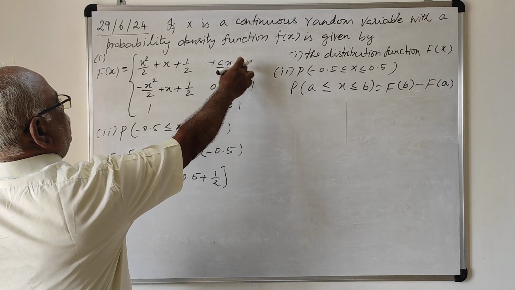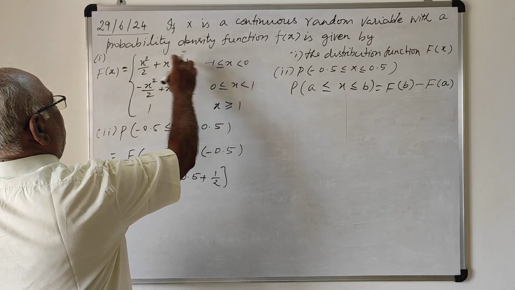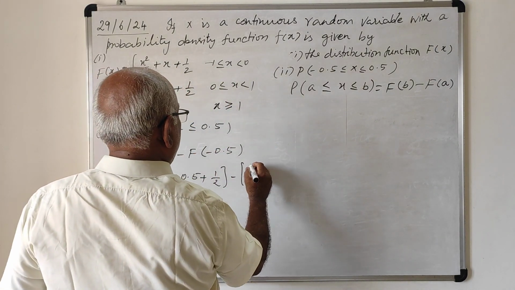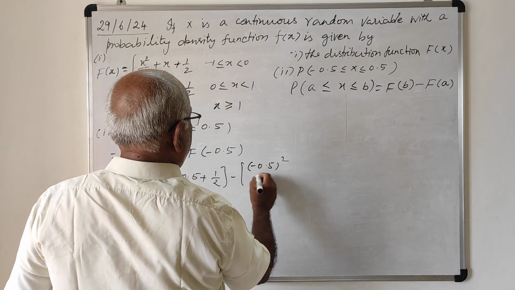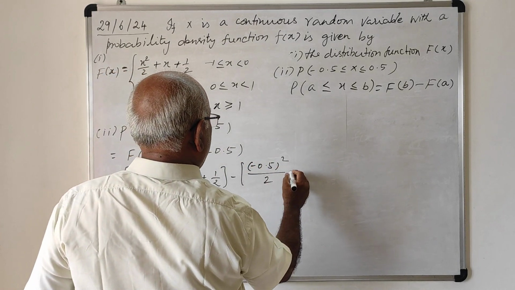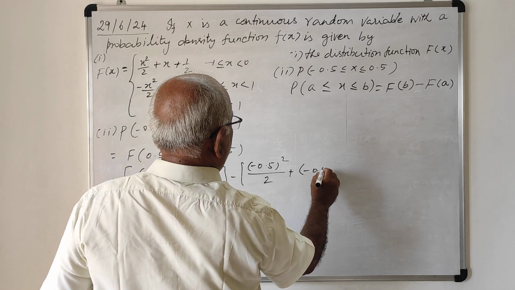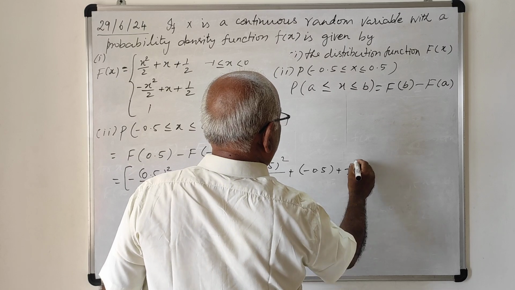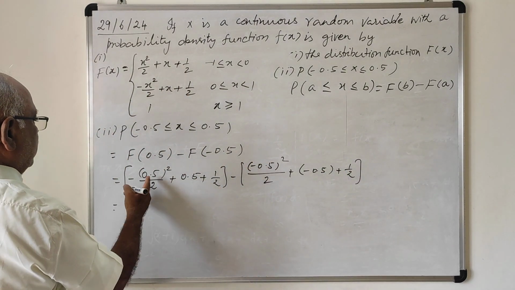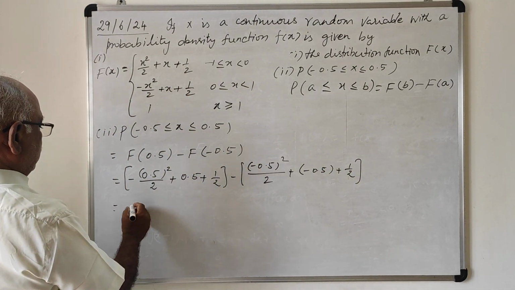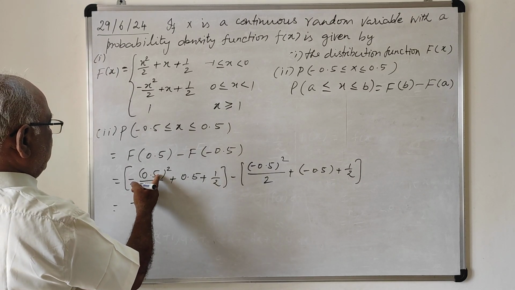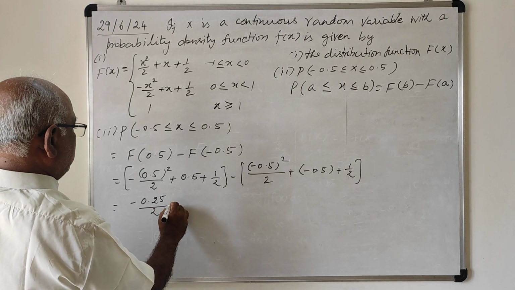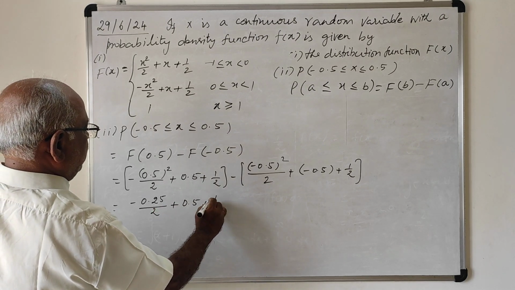First case, minus 1 to 0. Minus 0.5 lies in this interval, therefore x is minus 0.5. Therefore you get minus 0.5 square by 2 plus minus 0.5 plus 1 by 2. So this is equal to minus 0.5 to 0.5 is 0.25 by 2 plus 0.5 plus 1 by 2.